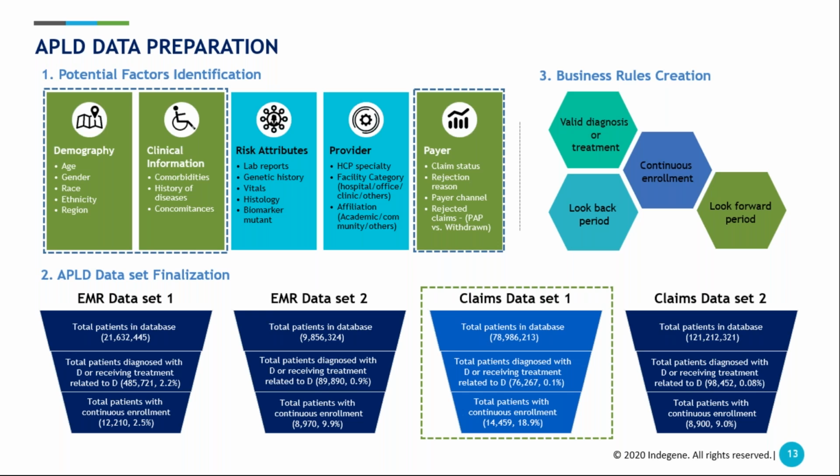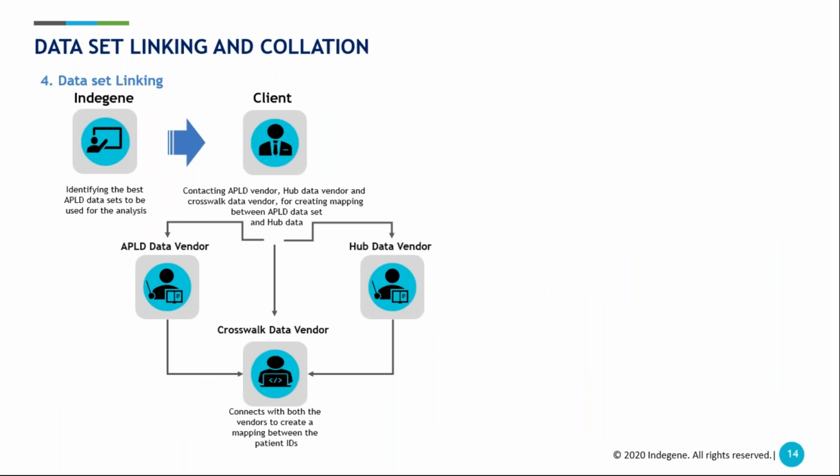So with this, we have our APLD data set created. The second step was data set linking. Now this is the most interesting part. Here we had the APLD data set as well as the hub data set individually available. Obviously both these data sets have different patient IDs, so we need to create a mapping so that we can map APLD patients with hub patients.